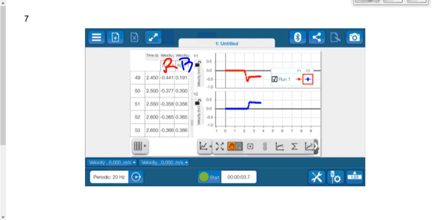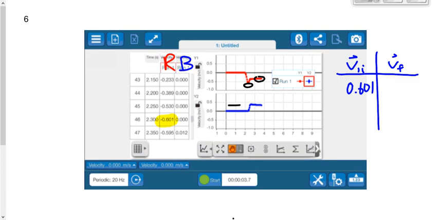Look at what happens at 2.6 seconds. Those two velocities equal each other. 0.365 meters per second. You see that? That's how fast they're both moving after the collision. So to find VI, what you're looking for is the velocity of cart number 1 just before cart number 2 began to move. Got it?